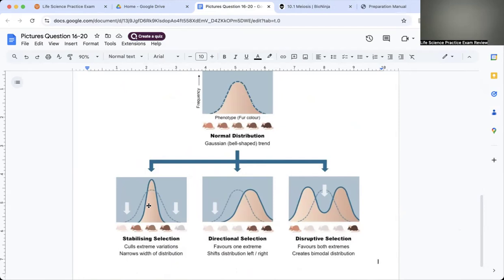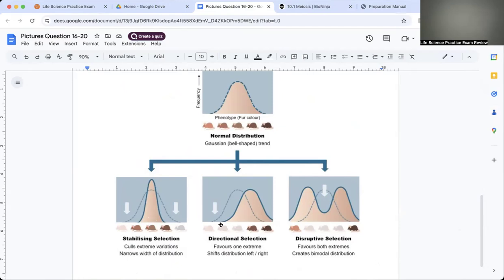A good example of this is baby weight. I hear that one used a lot. The idea that it is really advantageous for babies to not be too big, because they can't get out of mom very easily, and not be too small, because then they're not developed very well and don't have enough nutrition. We really want to see baby weights in the middle.